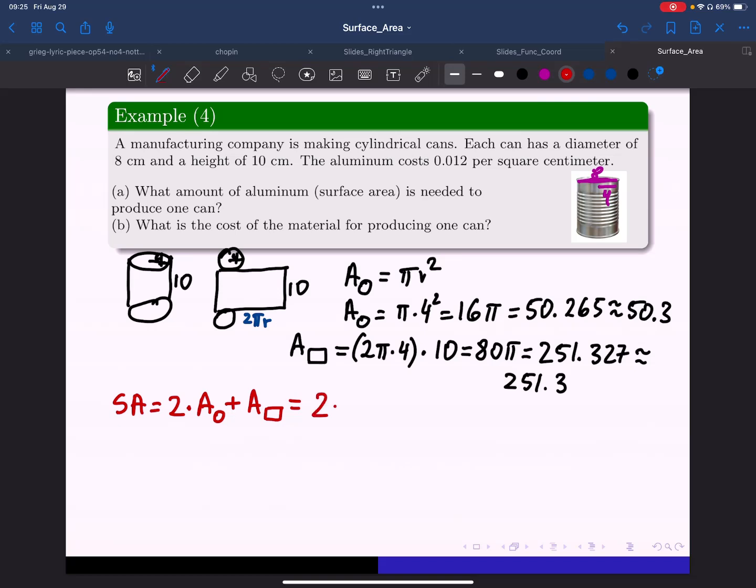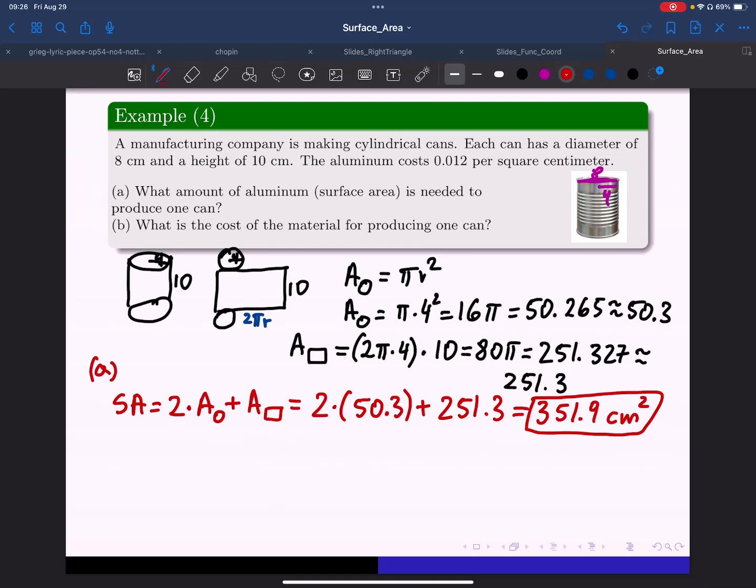So 2 times the area of the circle is 50.3. The area of the circle is right here, and the area of the rectangle is right here, plus 251.3. Calculate this all together, and we're getting 351.9, and that would be centimeters squared. This is the surface area for part A.